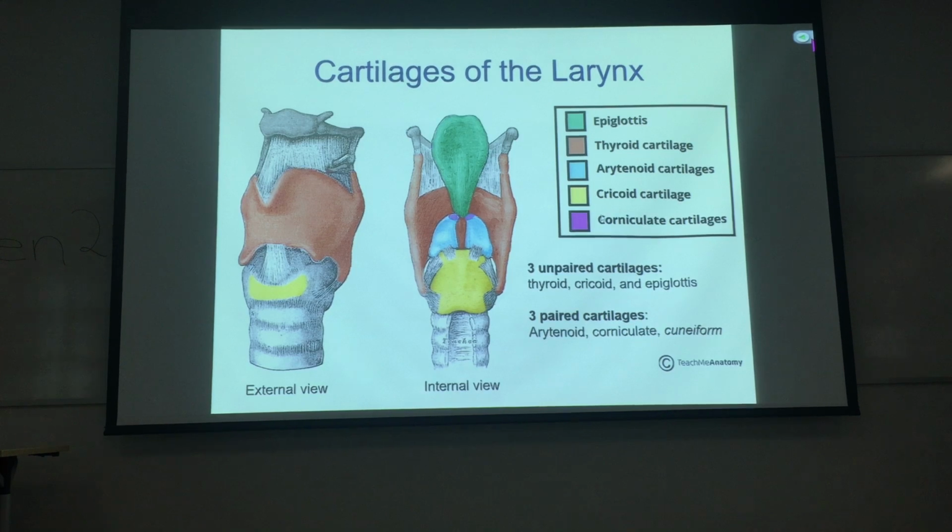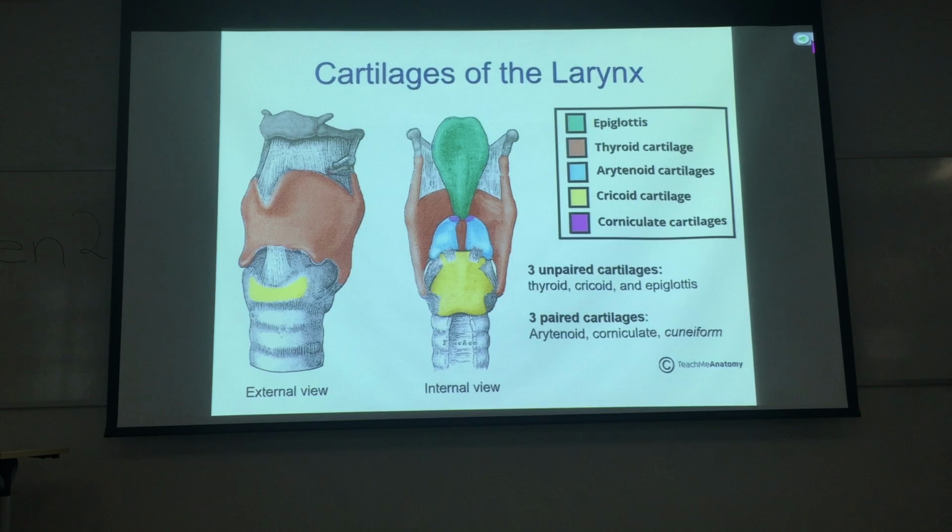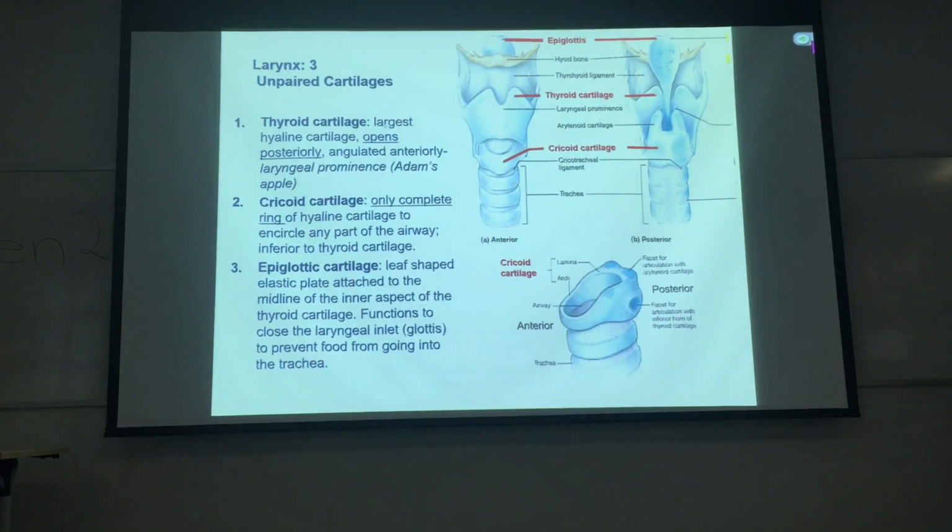Oh, we don't have that. Oh, so she didn't put the cuneiform up there. She didn't want to show you. So these are the paired cartilages. Unpaired are those other three. And you can see them from the different view. You know that there's membranes relative to these. So if you're going from cricoid to thyroid, this would be the cricothyroid membrane. Thyroid up to hyoid, there's the thyrohyoid membrane. So we'll talk about those in just a moment.